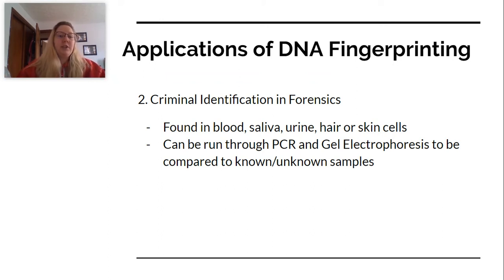Criminal identification is found in blood, saliva, urine, hair, or skin cells. Pretty much every time you touch something, you leave skin cells behind, which leaves traces of your DNA. We can take these small traces of DNA, whether it's just a few skin cells, some hair, urine, blood, or saliva, anything like that, and run a PCR and a gel electrophoresis to create a DNA fingerprint that is unique to you to compare to known or unknown samples.